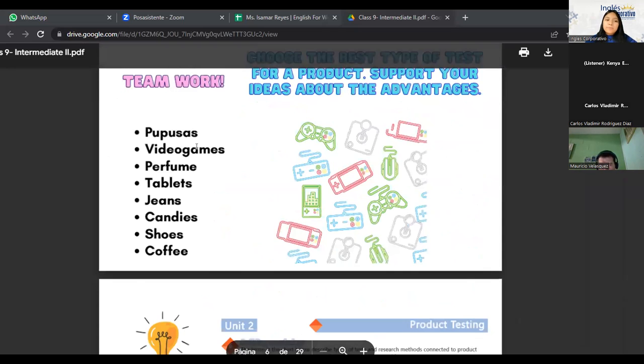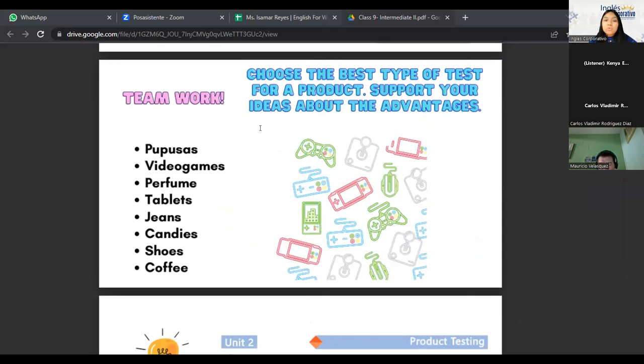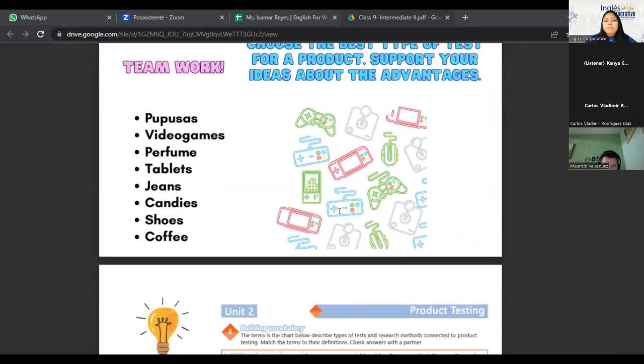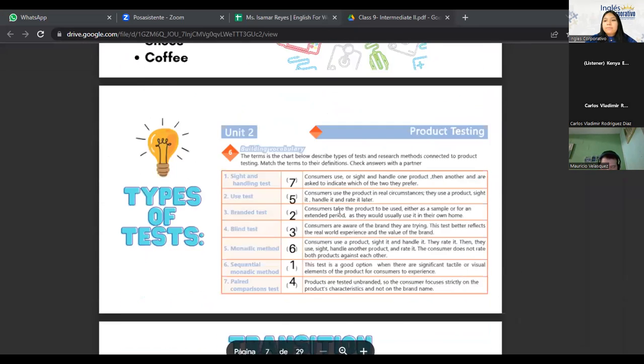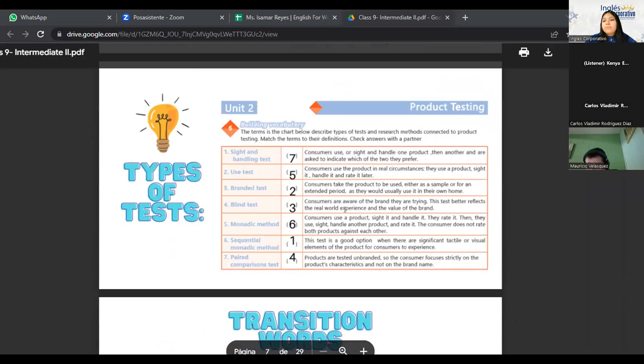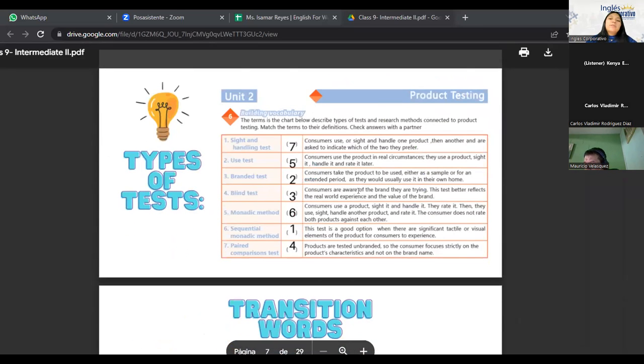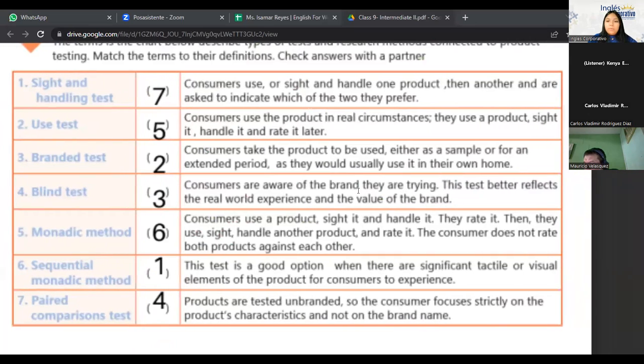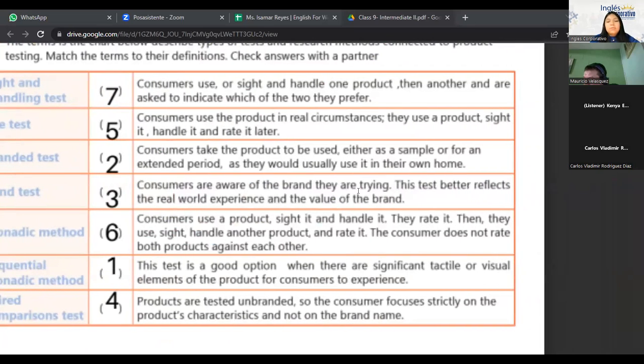We obtained a choice: video games, tablet, and shoes. The method to test video games is use test. The customer takes the product to be used either as a sample or for another extended period, as they would usually use it in the day or at home.